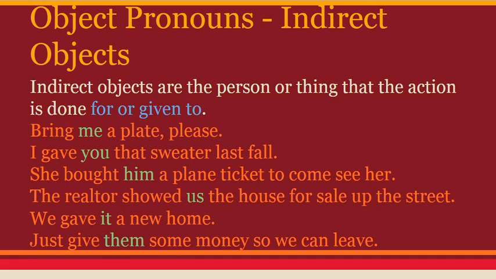Object pronouns, indirect objects. Indirect objects are the person or thing that the action is done for or given to. Bring me a plate, please. I gave you that sweater last fall. She bought him a plane ticket to come see her. The realtor showed us the house for sale up the street. We gave it a new home. Just give them some money so we can leave.